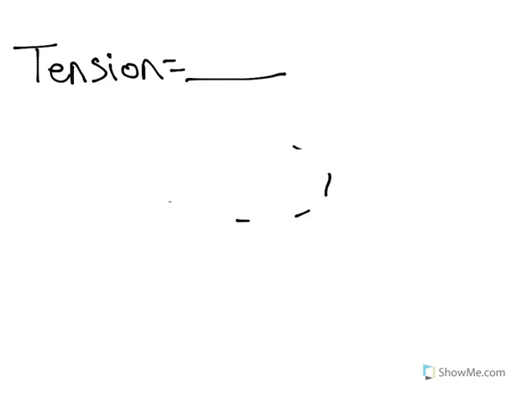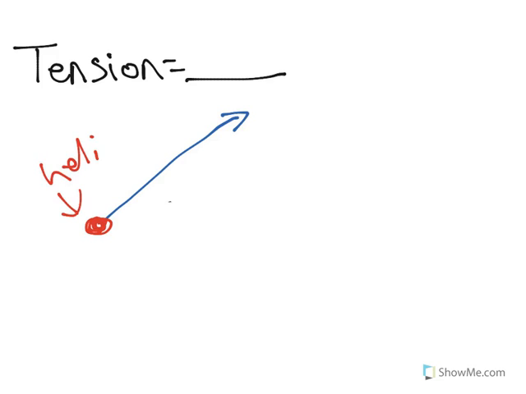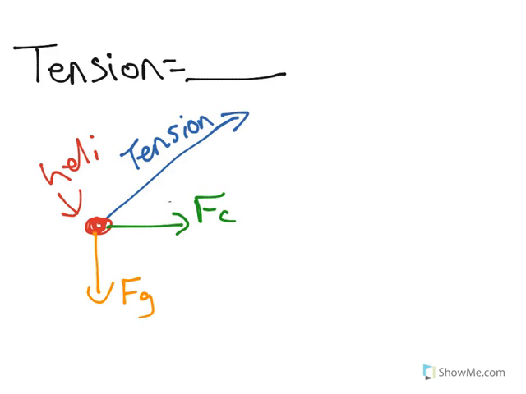So what we basically knew to begin with is that the string was pulling on the helicopter this direction. If this is our helicopter right here, I can't draw, so we'll just say that that's the helicopter, and this blue force is the tension. There were two other forces acting on it. One of them was the centripetal force, keeping it in the circle, and the third force acting on it was, of course, the force of gravity. And so we wanted to know the tension.